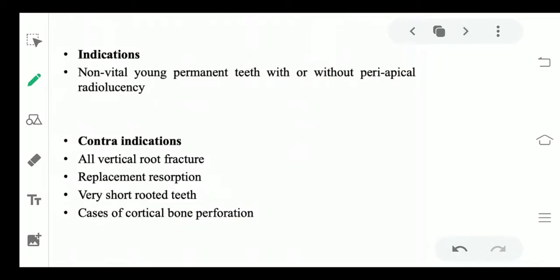Now indications: usually it is given in young non-vital permanent teeth with or without periapical radiolucency. It is contraindicated in a tooth where vertical root fracture is there, or replacement resorption is there. Very short rooted teeth are also contraindicated. Also if there is any cortical bone proliferation, then we also contraindicate this treatment.